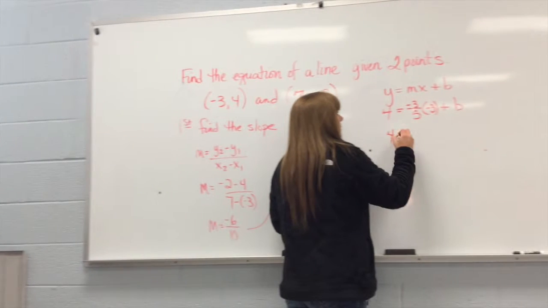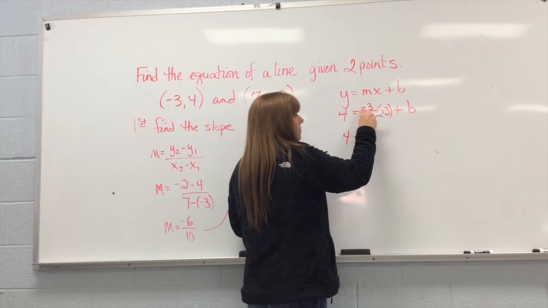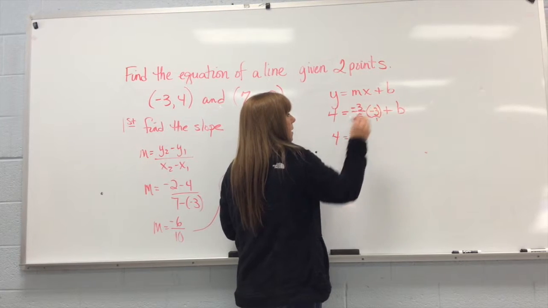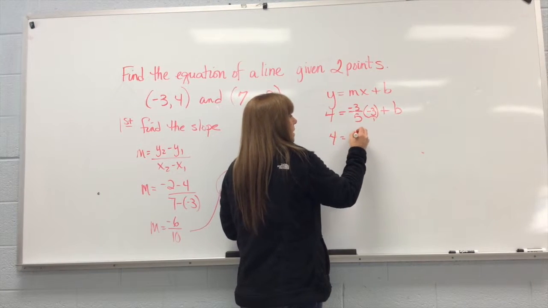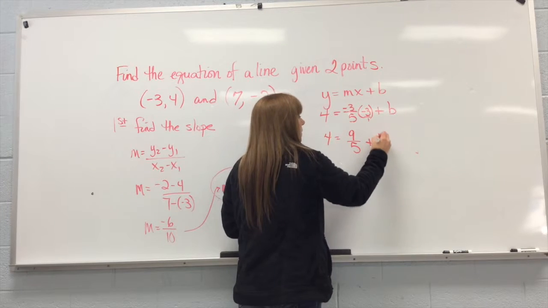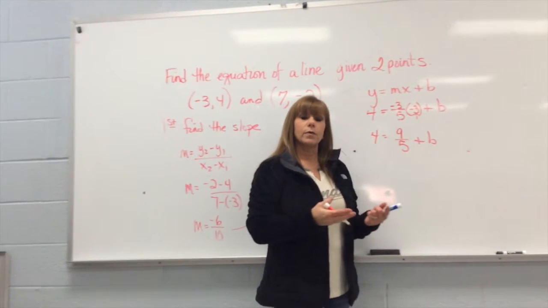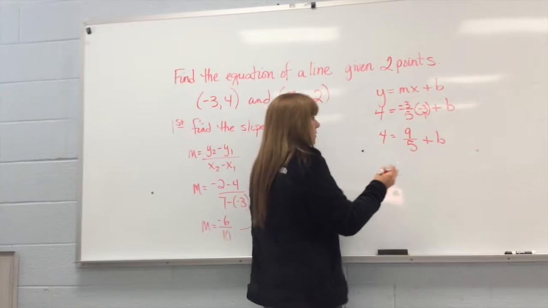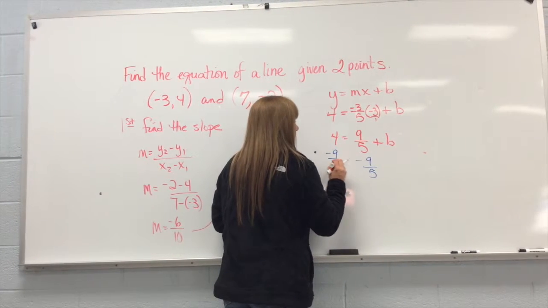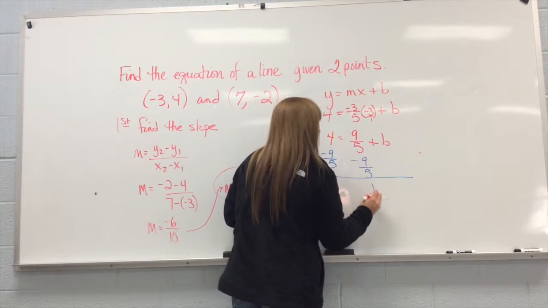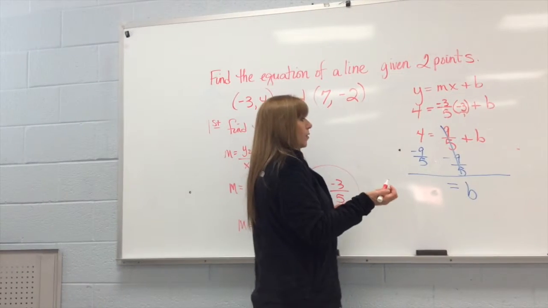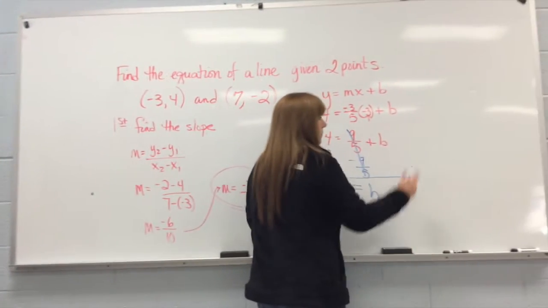So, remember this is multiplication. This is like 3 over 1, so I do top times top. -3 times -3 is 9. 5 times 1 is 5. My goal is to figure out what this b value is. So I'm going to subtract 9/5 from both sides. Okay, these make a 0. So now I have 4 minus 9/5.